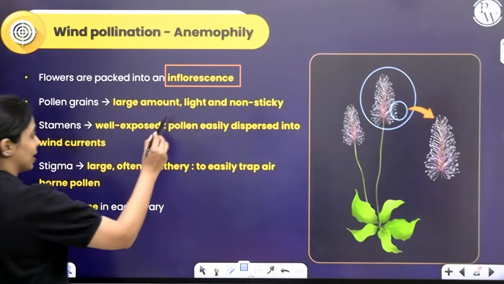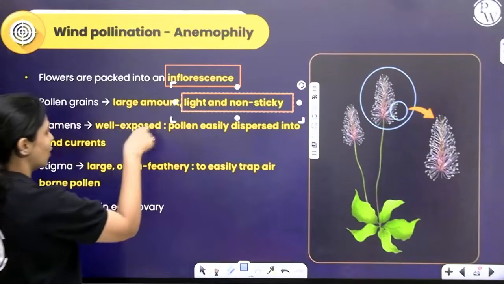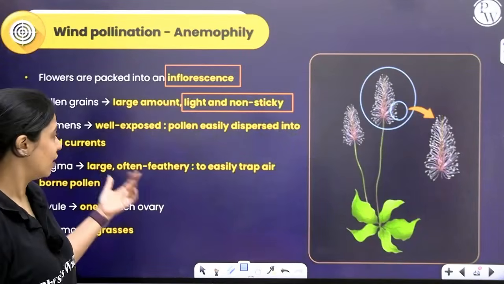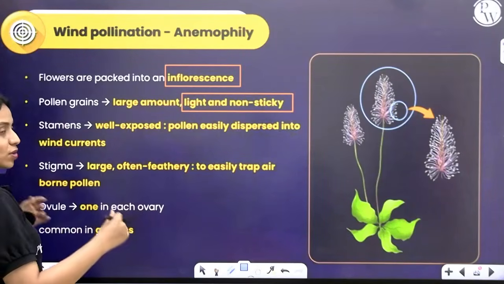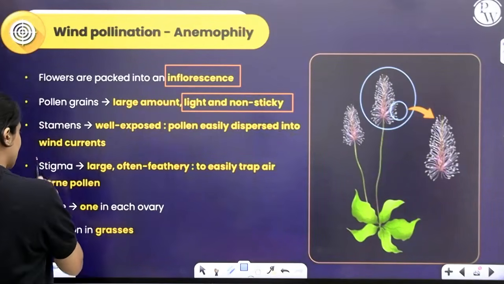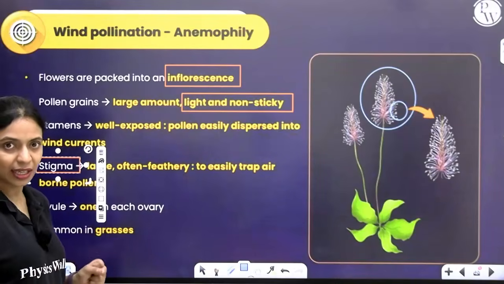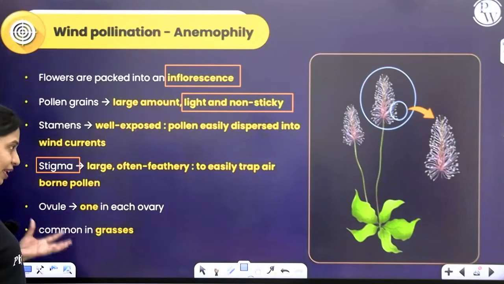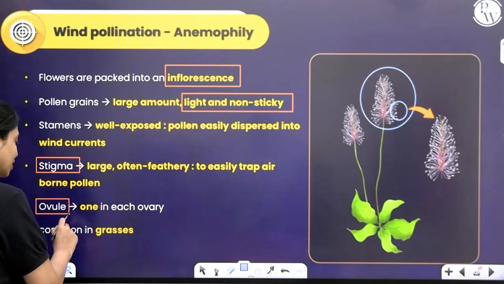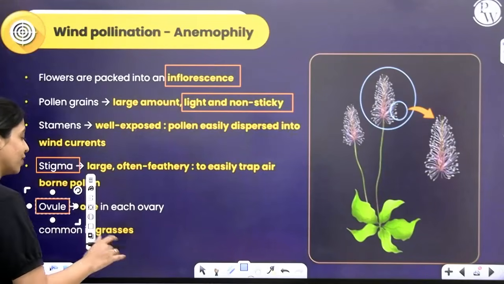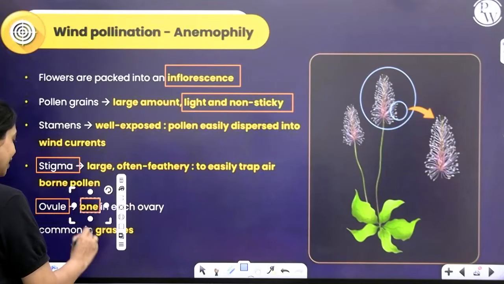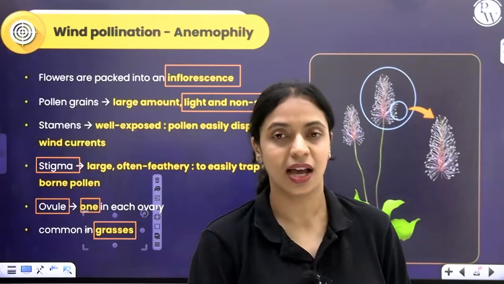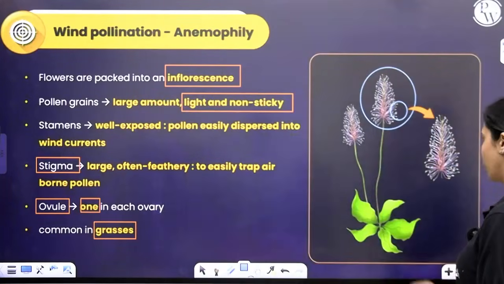Pollen grains are light and non-sticky. A large amount of pollen grains is produced in all types of plants, even over here. Stamens are well exposed so that they can be dispersed easily. Stigma is large, sticky and feathery. All right. Generally in these plants, per ovary there will only be one ovule, and like I already mentioned, this is seen in the grass family, Gramineae or Poaceae.